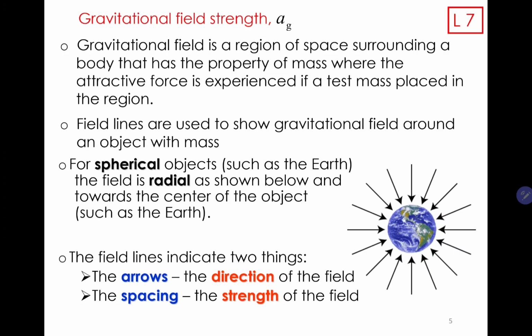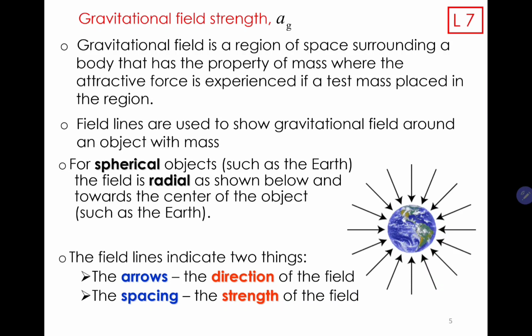Alright, so Ag we name it as gravitational field strength. Gravitational field strength is a region of space surrounding a body that has the properties of mass, where an attractive force is experienced if a test mass is placed in the region. It's quite simple. By locating any particle in that region, the force exerted on it, we call it gravitational force. That one is our attractive force actually.